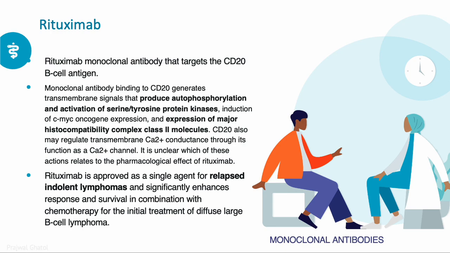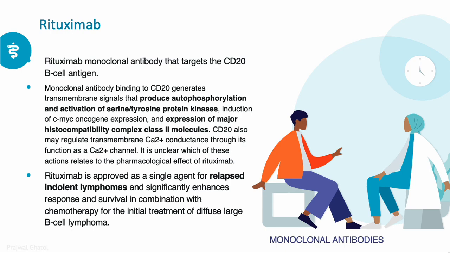antibody binding to CD20 generates transmembrane signals that produce autophosphorylation and activation of serine tyrosine protein kinase, induction of C-MYC oncogene expression, and expression of major histocompatibility complex class 2 molecules. CD20 also may regulate transmembrane calcium 2 plus conductance through its function as a calcium channel. It is unclear which of these actions relates to the pharmacological effect of rituximab.